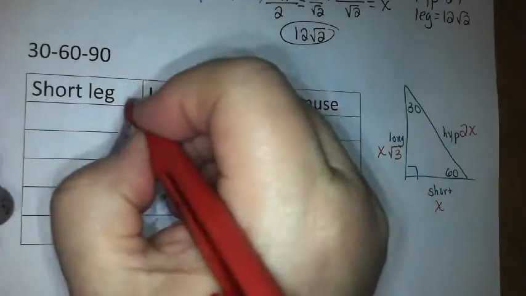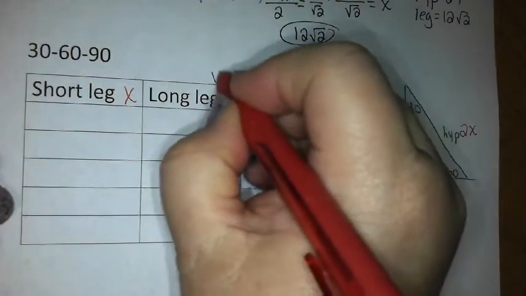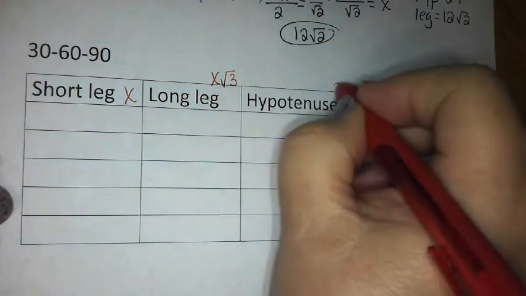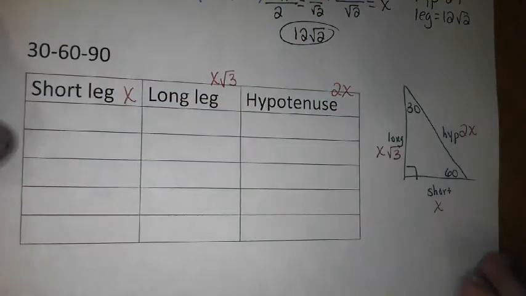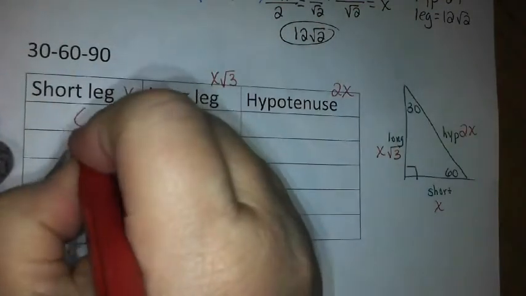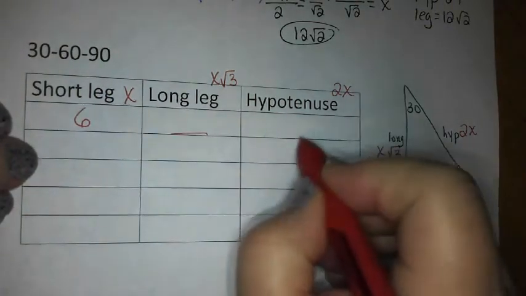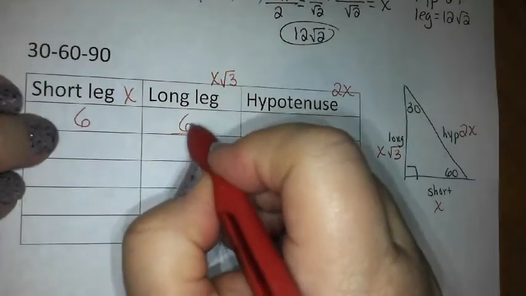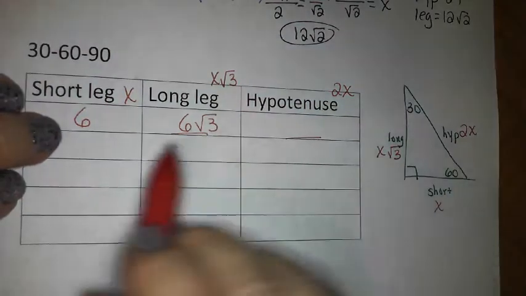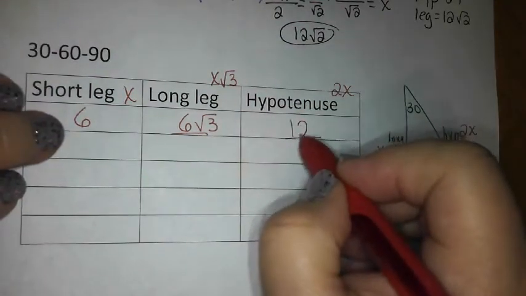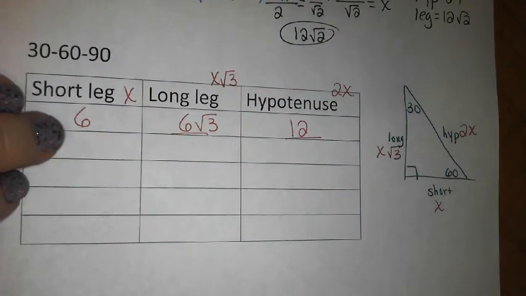All right, short leg, long leg, hypotenuse. So we'll start with a couple of easy ones. Short leg is 6. Then you just fill in the other 2. Long leg, 6 root 3. Hypotenuse, 12. So if we've got those relationships worked out, then that part's easy.